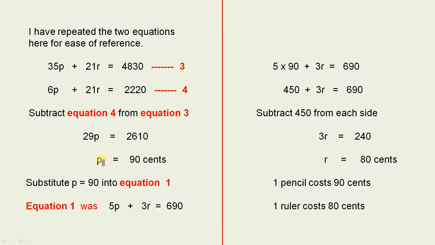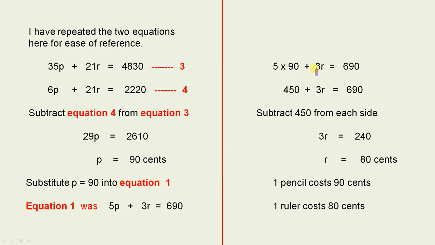So p will be 2,610 divided by 29. So p is actually 90 cents. Substitute p equals 90 into equation 1. Right? So if we remember, equation 1 was 5p plus 3r equals 690. That's on the previous slide. So we put p equals 90 there.